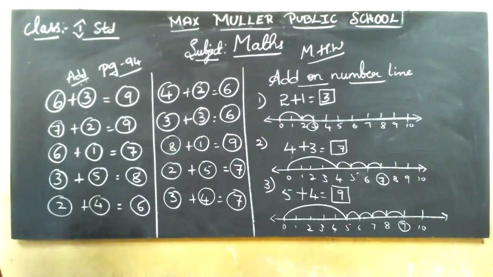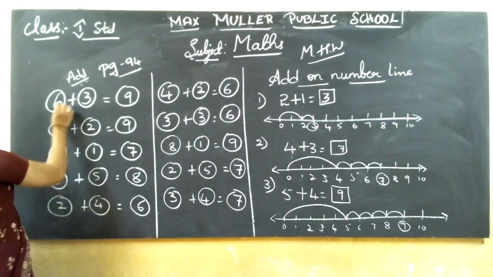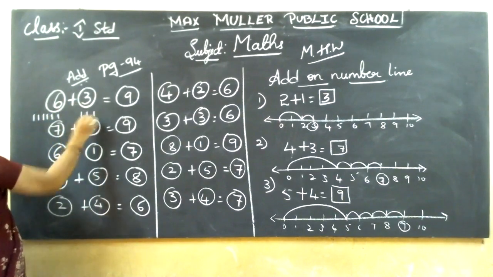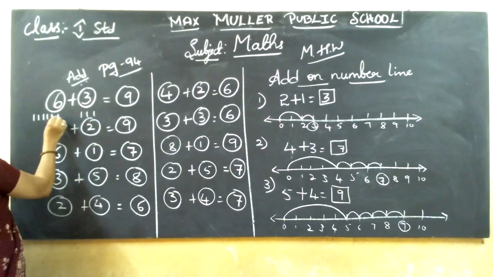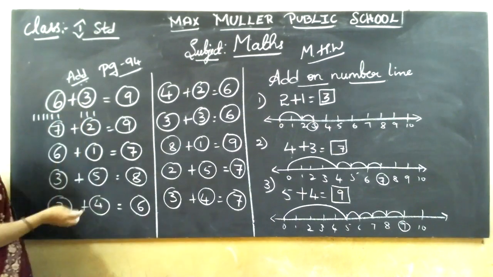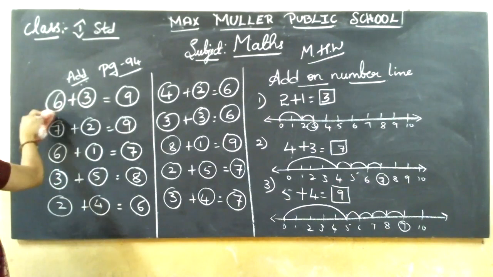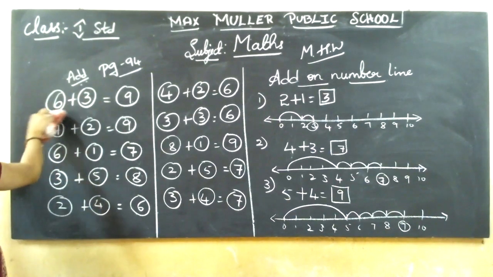Like that also I can do. Otherwise, one more method I've shown now. 6 is there, draw 6 lines. Here 3 lines, then count 1, 2, 3, 4, 5, 6, 7, 8, 9. Like that also you can do. Any one method you can use. Do these sums.